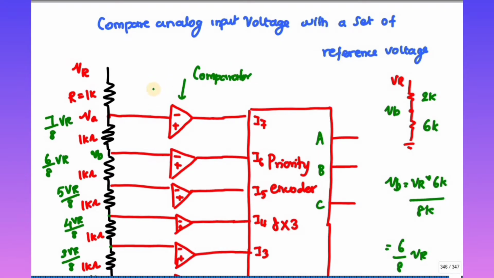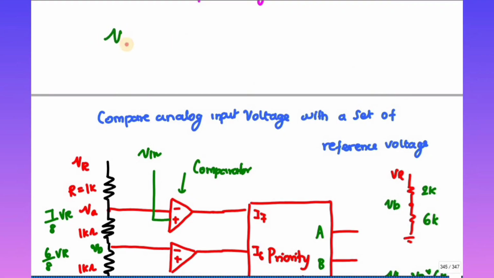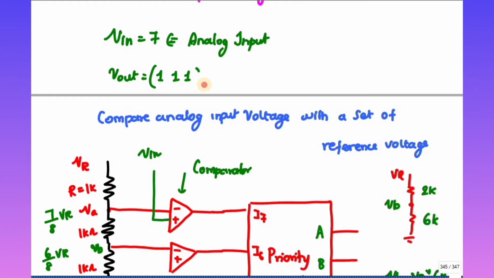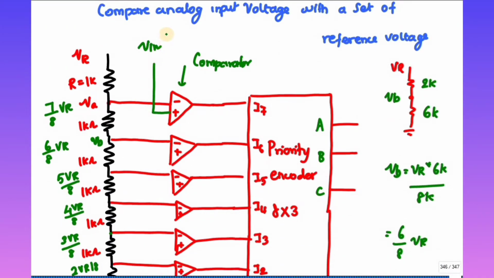Now I'm going to compare the input signal, the input which I am going to convert. Let me assume I'm going to convert an input signal voltage of 7, that is my analog voltage, right? The expected output, V out, must be 111. It's a digital value, so I need to convert this into a binary number.